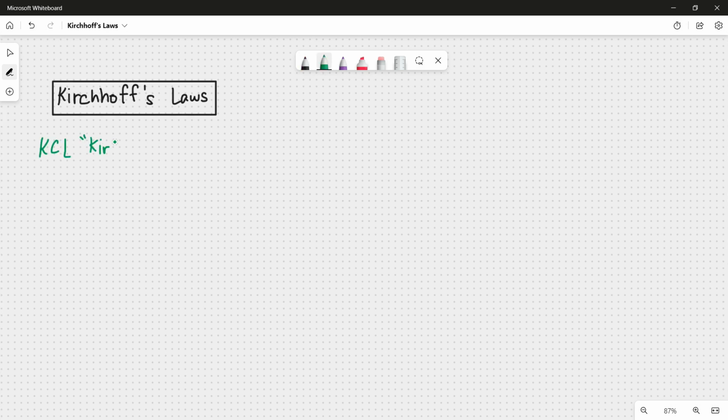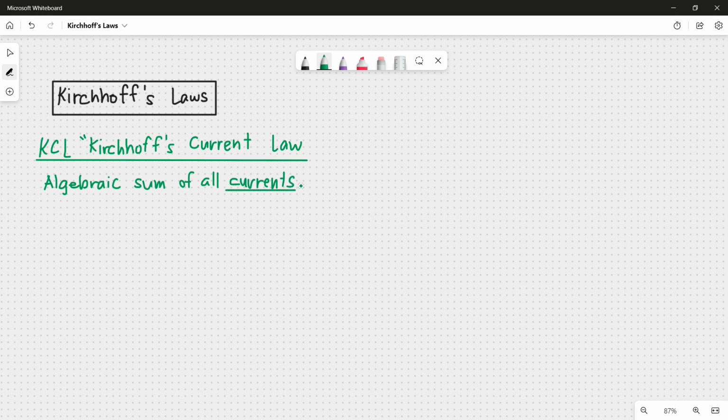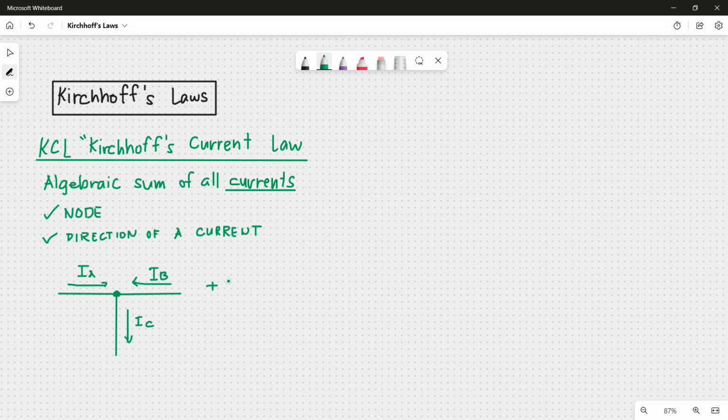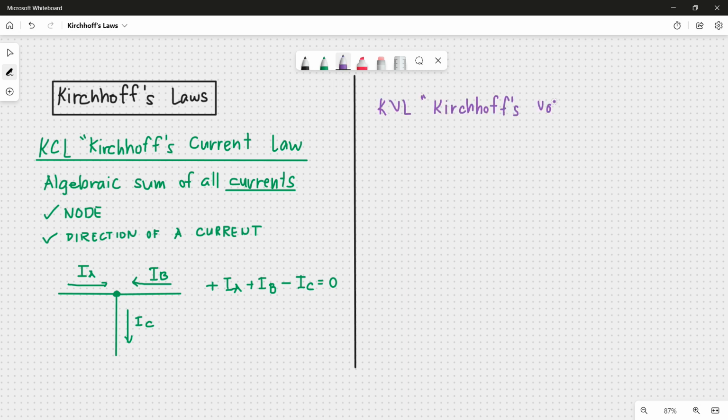So for KCL, or Kirchhoff's current law, it states that the algebraic sum of the currents at any junction of an electric circuit is zero. Note that KCL always involves a node and the direction of a current flow, okay? So to illustrate, the rule is current entering is positive and current leaving is negative, and these are all equal to zero, okay?